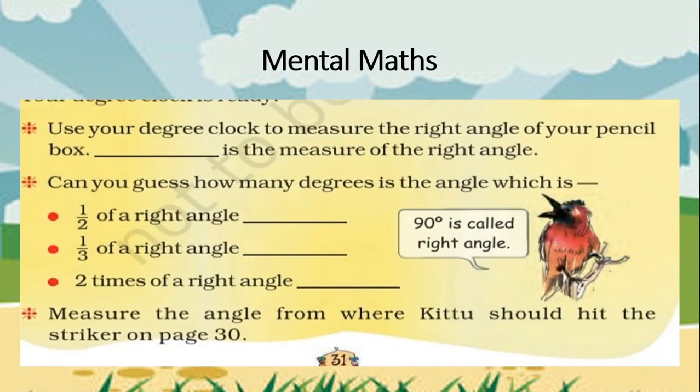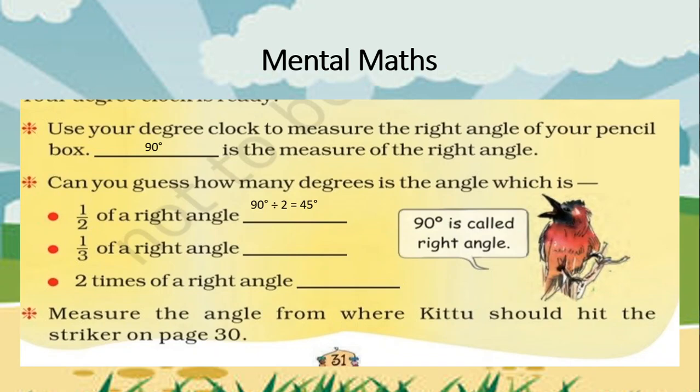Now let's do some mental maths. First one, you can use the degree clock to measure the right angle of your pencil box. And the measure of the right angle, we all know, is 90 degrees. Now you have learnt about half and 1/3. Can you guess how many degrees are there in half of a right angle? Right angle is 90 degrees. So half of 90 degrees is 90 divided by 2, which is equal to 45 degrees.